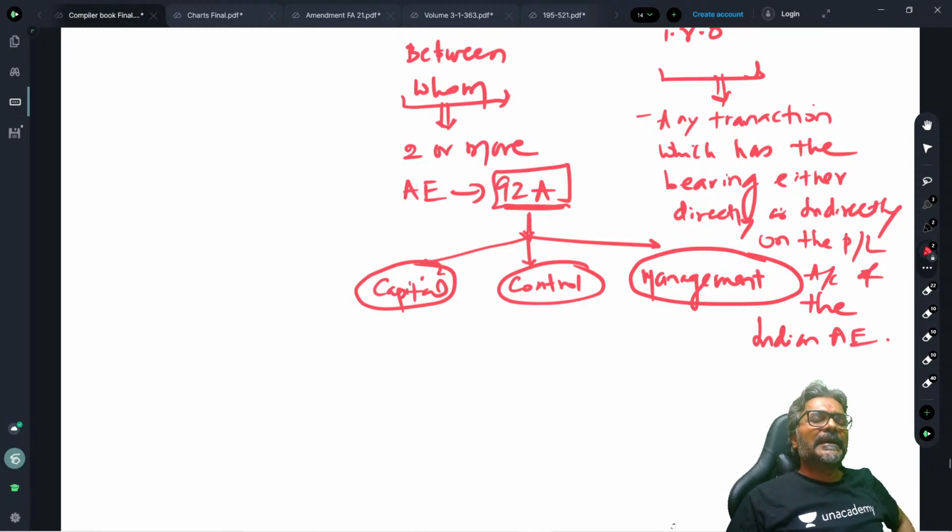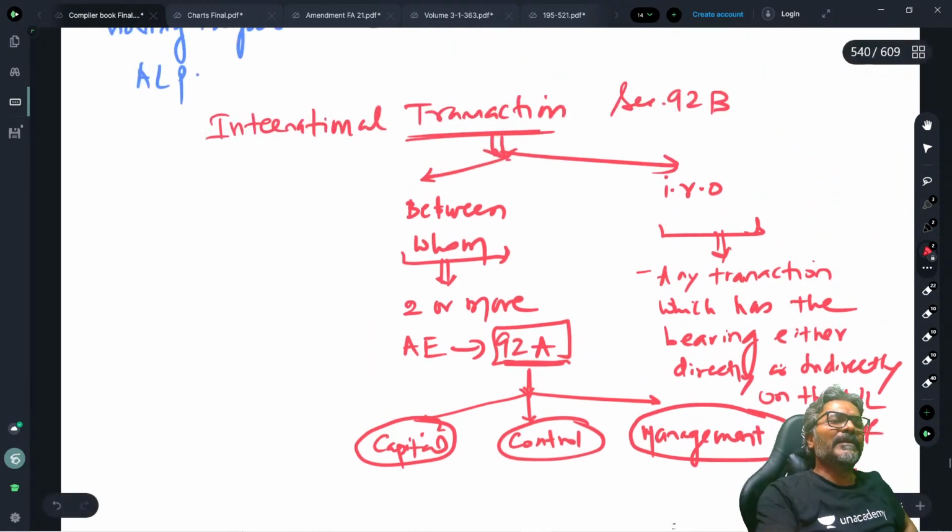Again I'm repeating, students, the transaction should be between whom? The transaction should be between two or more A, and the transaction should be in respect of any transaction which has the bearing either directly or indirectly on the profit and loss account of the Indian A, and only then would this be the relevant transaction.